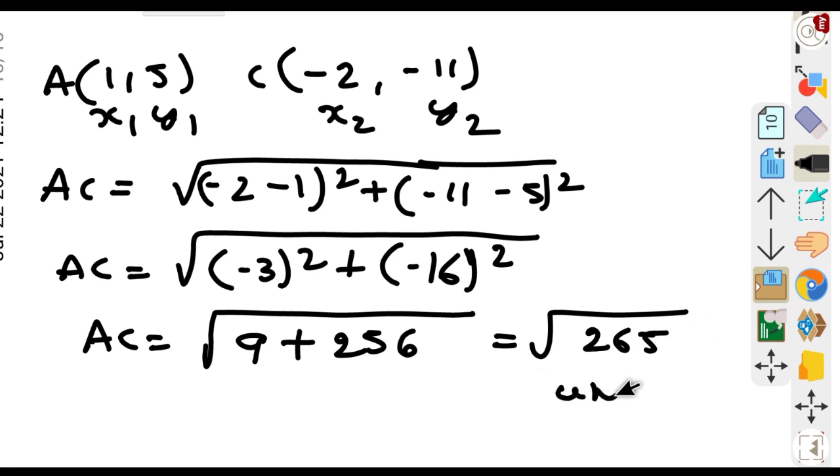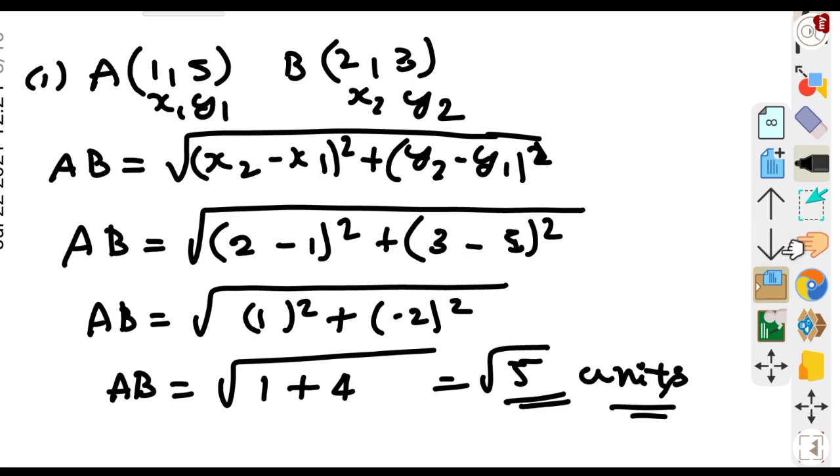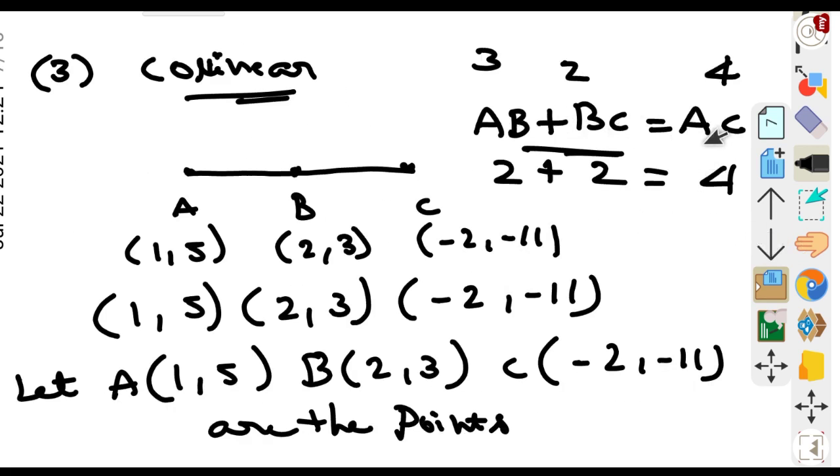Okay, now you got all the answers of AB, BC and AC. Now add the both answers of AB and BC, and if the answer is the same as AC, then we can say these 3 points are collinear points. If the answer is not the same, we can directly say these 3 points are not collinear points. Okay, let me write the condition first. AB plus BC is equals to AC, right?